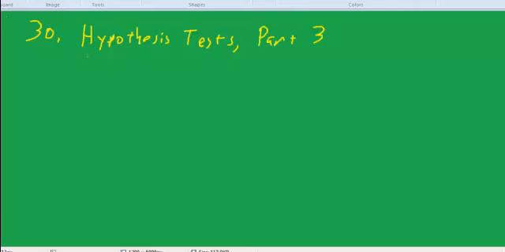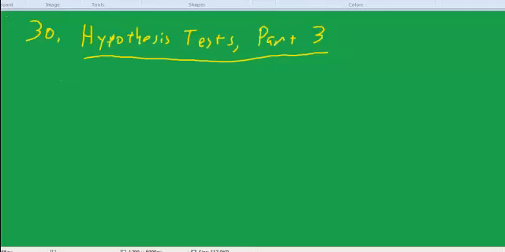And I'm continuing to discuss hypothesis tests. I'm calling this Hypothesis Test Part 3. What I'm going to do today is make up an example, do the test, and then discuss a bunch of issues related to the test that are important to keep in mind.